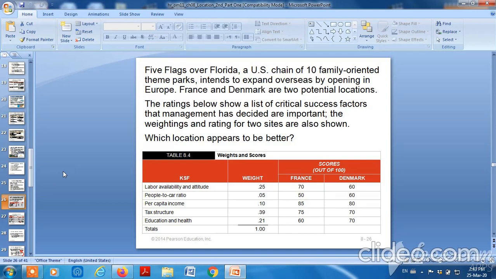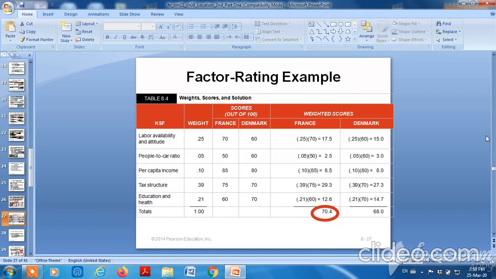So, in this table you will find weights and scores. These are the key success factors determined by the management that they are very important: labor, people to car ratio, per capita income, tax structure, education, and health. Weights, as you can see, and scores out of 100 for France and Denmark. So, how can we choose the best location using the factor rating method? In this table you will find weights, scores, and solution. At the left you will find key success factors: labor availability and attitude, people to car ratio, per capita income, tax structure, education, and health.